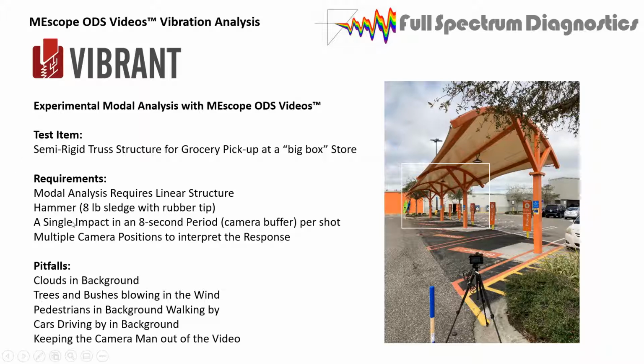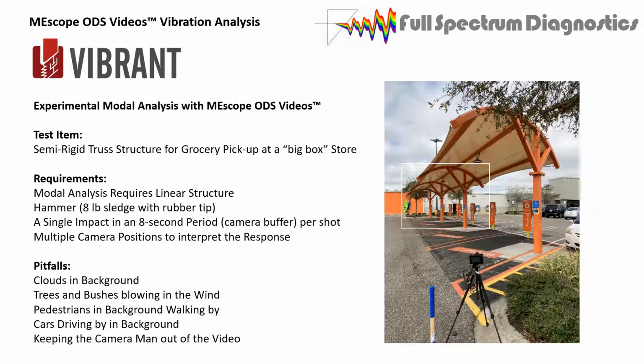Hammer: 8-pound sledge with a rubber tip. What I need is a single impact in an 8-second period. If you remember, the Cronus camera has an 8-second buffer, so I have to hit the start button, go out there, hit the structure, and get back to the camera in 8 seconds to turn it off, per shot. It also requires a lot of thought about what directions, how many measurements, and how to break this thing up. My logistics in this parking lot were cars going constantly, so I was a little limited there.